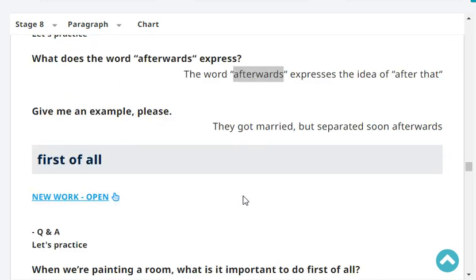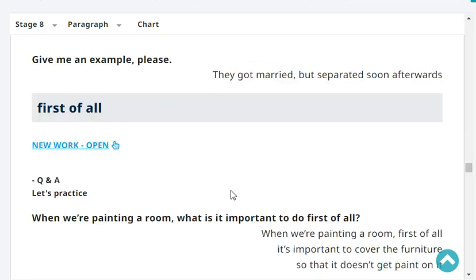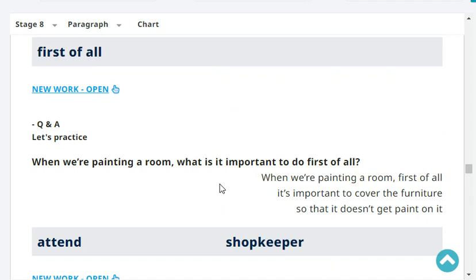They got married, but separated soon afterwards. Very good. When we're painting a room, what is it important to do first of all?